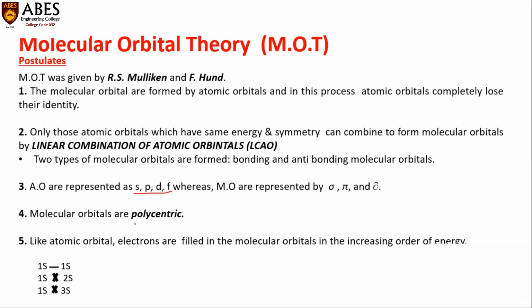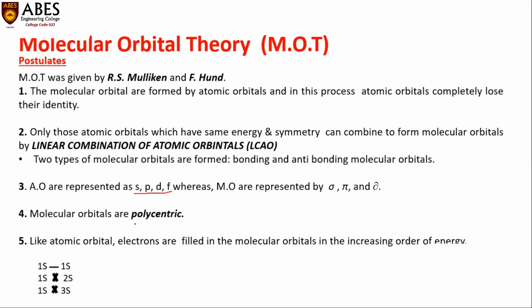Why are molecular orbitals polycentric? Because molecular orbitals are formed by the combination of atomic orbitals of different atoms. Therefore, there exists more than one nucleus. Therefore, they are said to be polycentric.